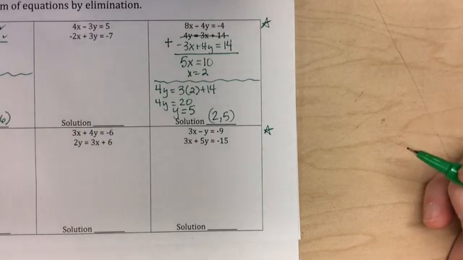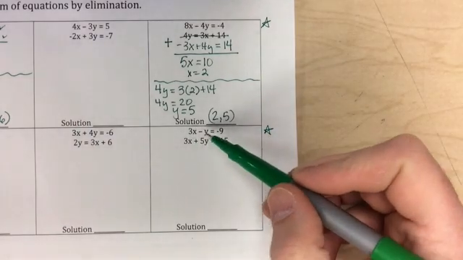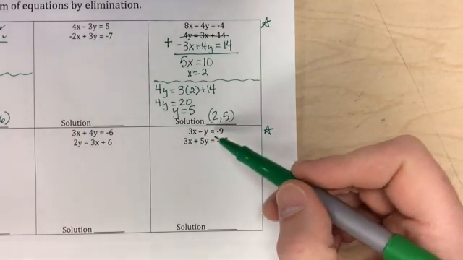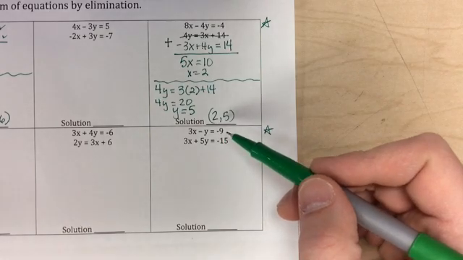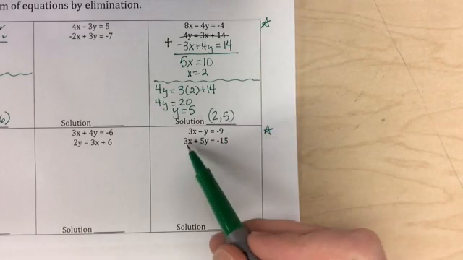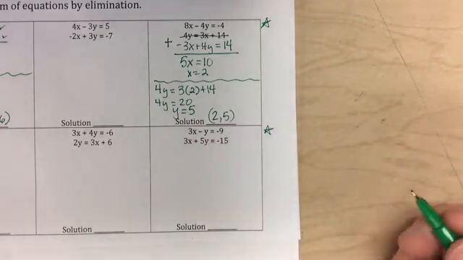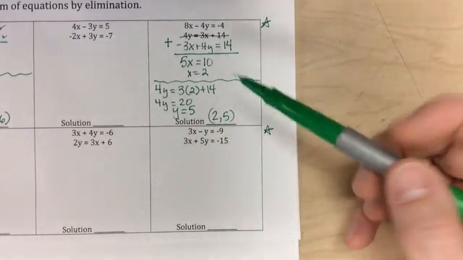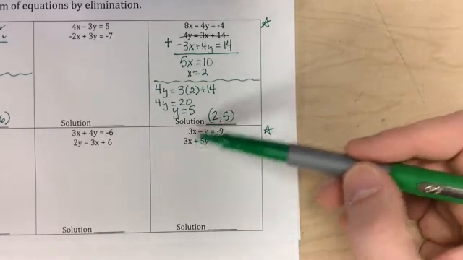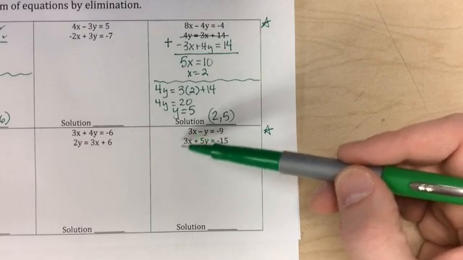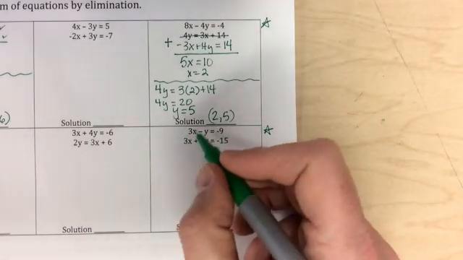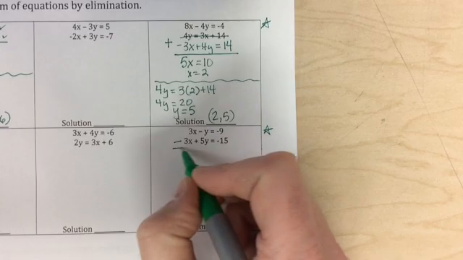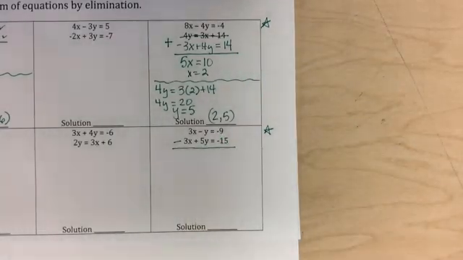And the last example that we're going to do together is 3x minus y equals negative 9, and 3x plus 5y equals negative 15. So I look and see, it looks like I could eliminate the x's because they both have the same coefficient. So I would need to subtract them. So I'm going to subtract those two equations.